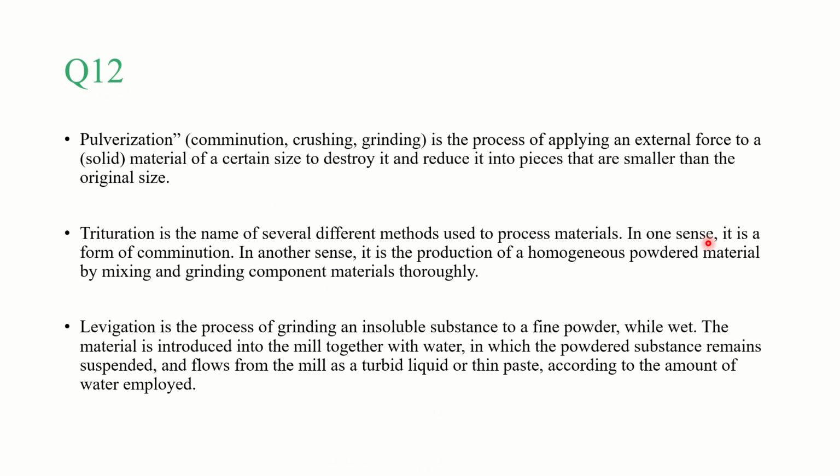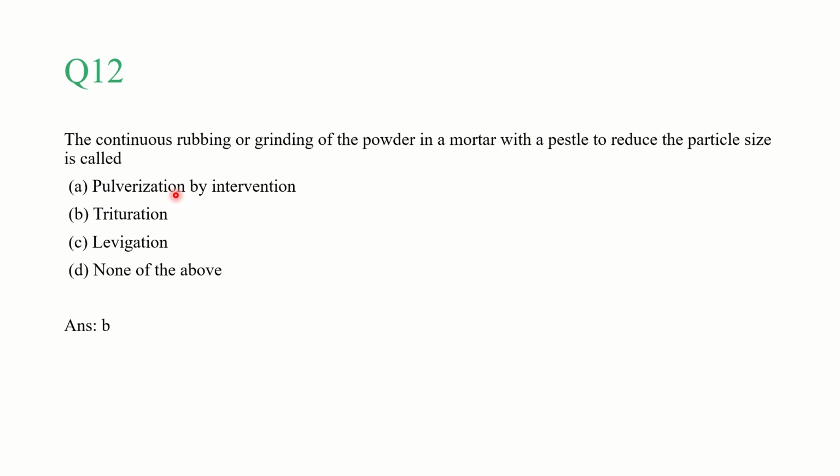So trituration is the process of producing that uniform powder by means of mixing and grinding component materials. Like in the old grinder, there would be uniform mixing and grinding, right? But levitation is a process of grinding an insoluble material to a fine powder while it is wet. We introduce the substance along with water, and depending on the amount of water it flows as a turbid liquid or thin paste, but it is a wet process. So the answer to this is trituration, wherein we rub and grind, thereby producing uniform mixing, and the grinding of the particle also takes place.